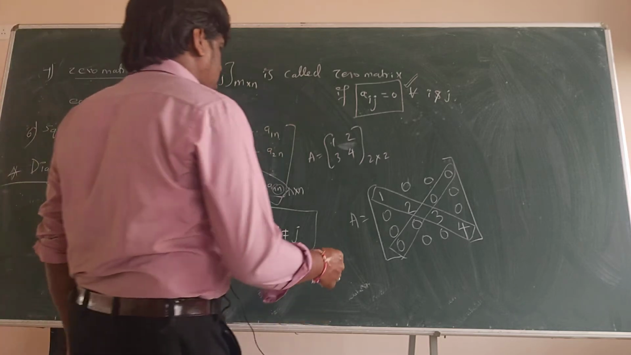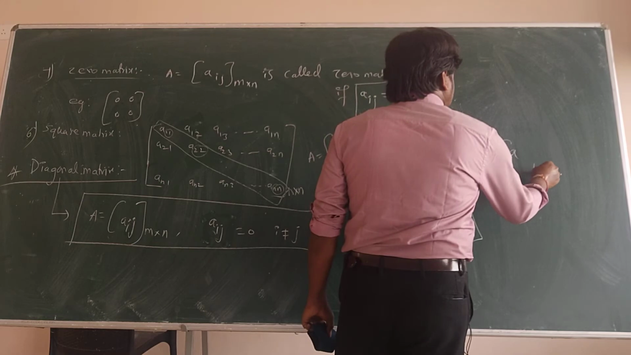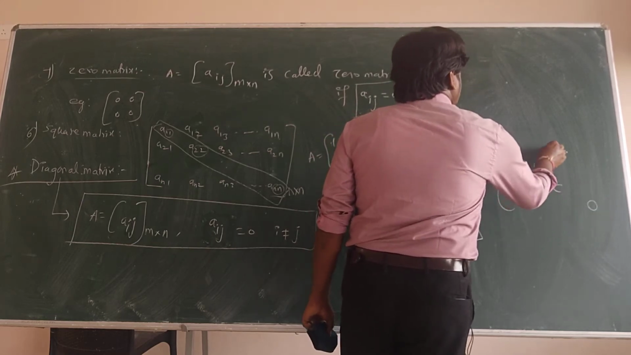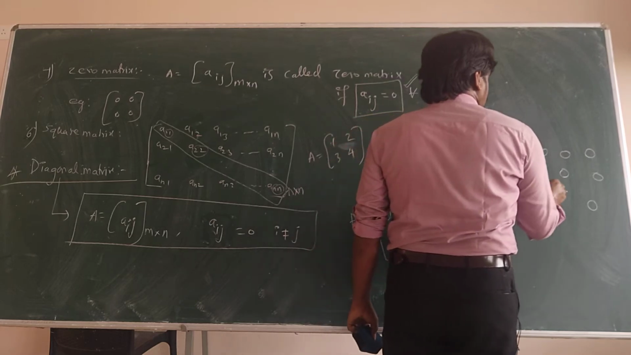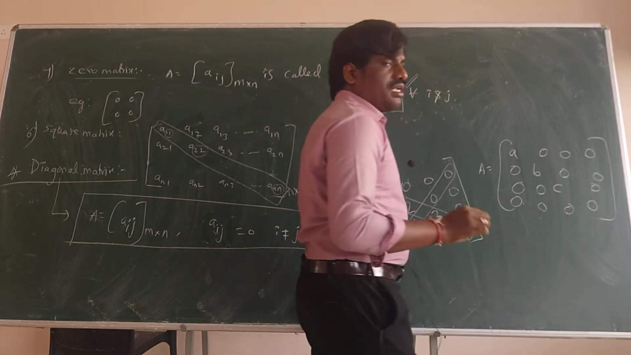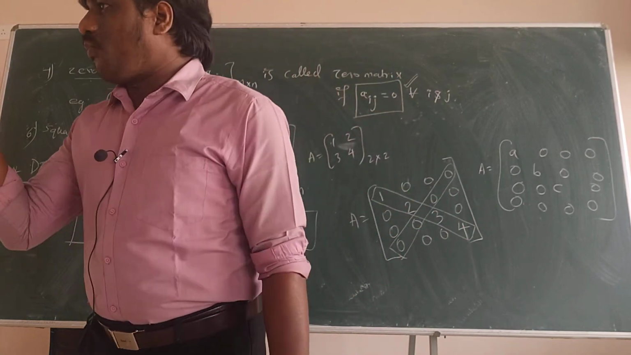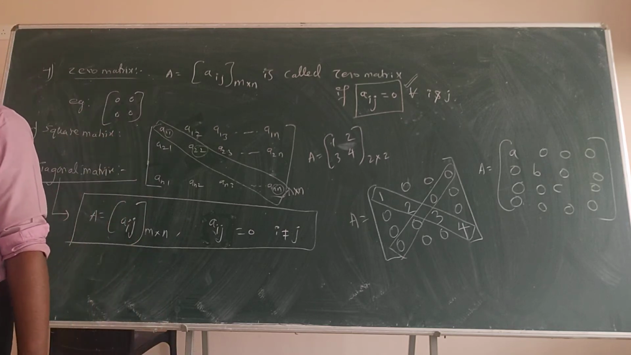For example, one more example. If I say A is equal to a, b, c on the diagonal and all the other entries 0, this is also a diagonal matrix. At least one element should not be 0. So that is called a diagonal matrix.